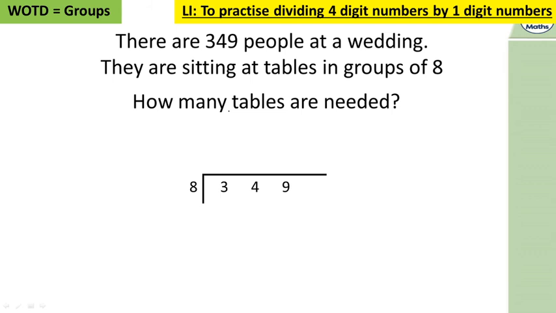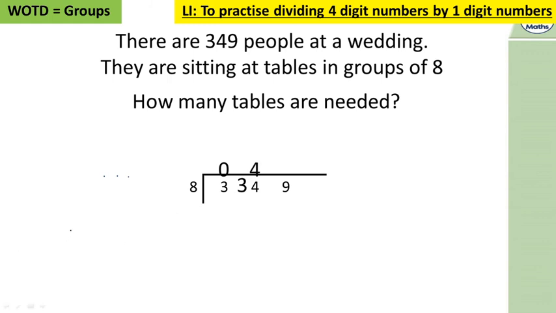So we're not going to use our place value columns this time, we're going straight in with bus stop. So how many 8s can you get from 3? So I've got 3 things to play with. Can I make a group of 8? Nope. So I get 0. So what do I do with my 300s? I exchange them over, so I've now got 34 tens. So how many 8s can you get in 34? You can get 4, because 4 times 8 is 32.